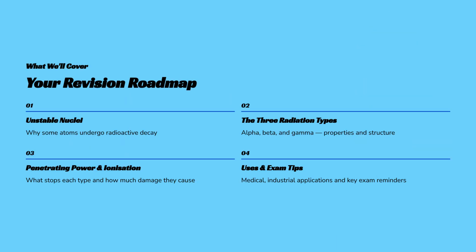In this video, we will explore why certain atoms become unstable, look at the three primary types of radiation, examine their penetrating power and ability to cause ionization, and finish with practical uses and essential exam tips.